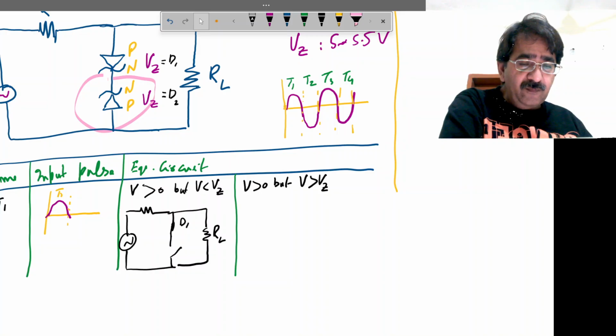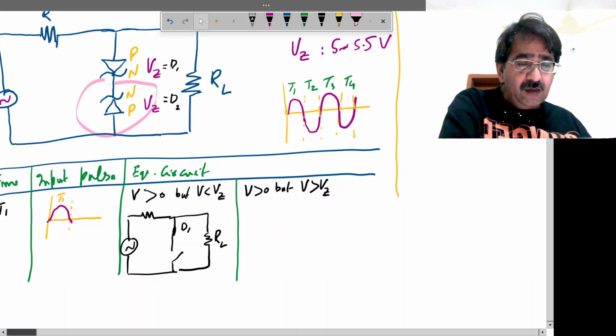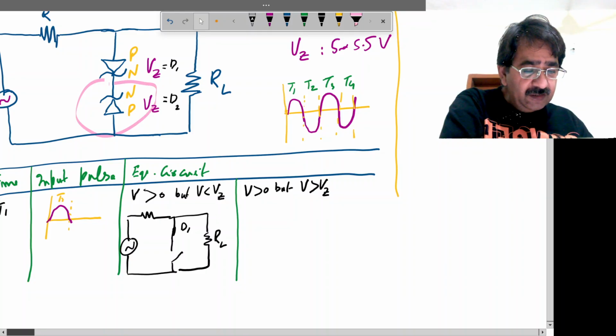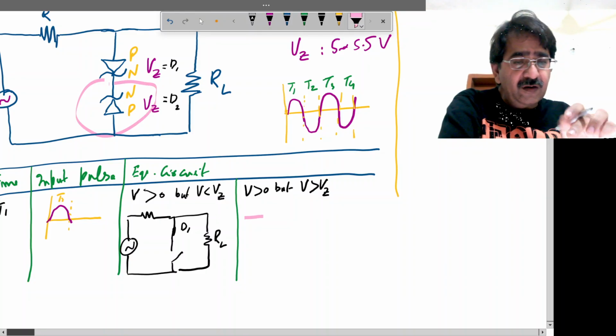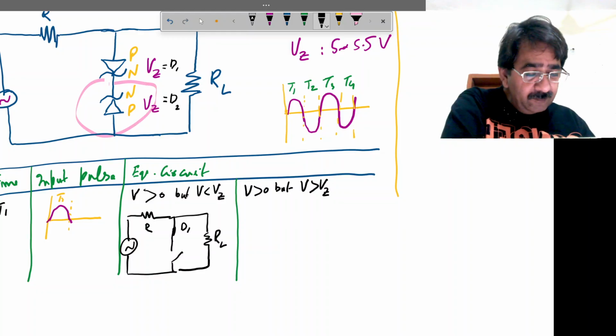So the maximum current will pass through this diode in such a way that it regulates the extra voltage. So it will behave like a battery. The equivalent circuit will be, I may draw it, then you will understand. If you don't understand, you may visit my first lecture about the Zener diode.